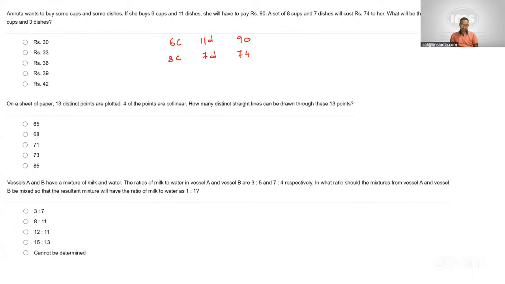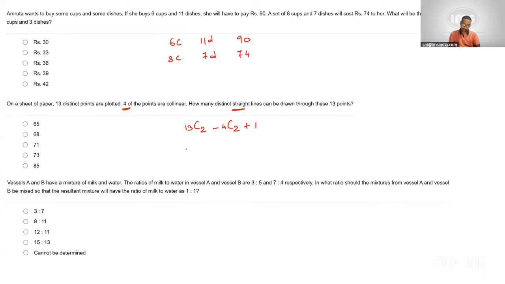On a sheet of paper, 13 distinct points are plotted, 4 are collinear. How many distinct straight lines can be drawn through these 13 points? Okay, 13 points. If you have to draw a straight line, that's 13C2 total. 4 of them are collinear, so minus 4C2 within those 4. But those 4, you cannot remove all of them. You have to add 1 back. So the exact number of straight lines is 13C2 minus 4C2 plus 1. This can actually be known as a shortcut itself.